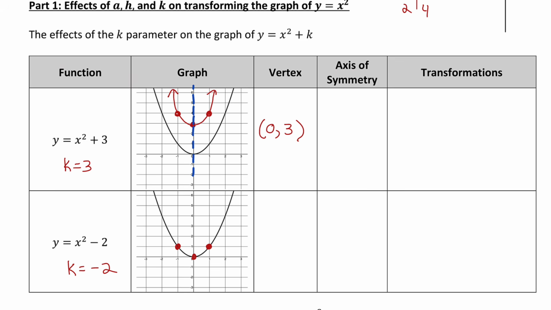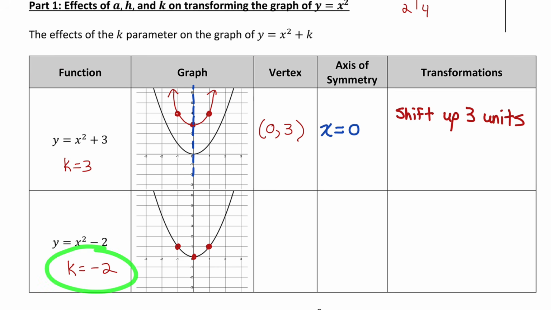The equation of any vertical line is x equals whatever the x-coordinate of all of the points on this line are. All of the x-coordinates of the points that make up that axis of symmetry are 0. So the equation of the axis of symmetry is x equals 0. And the transformation that has happened is that the quadratic shifted up 3 units.